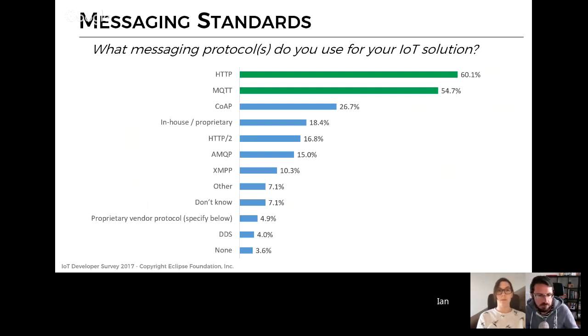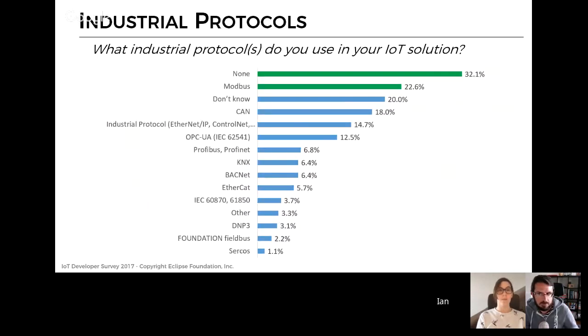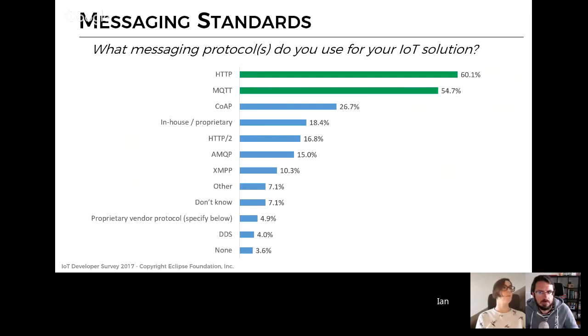And I think CoAP is doing well. I don't think I have a trend chart here, but CoAP continues to do well. And frankly, most other things aren't growing that much, right?